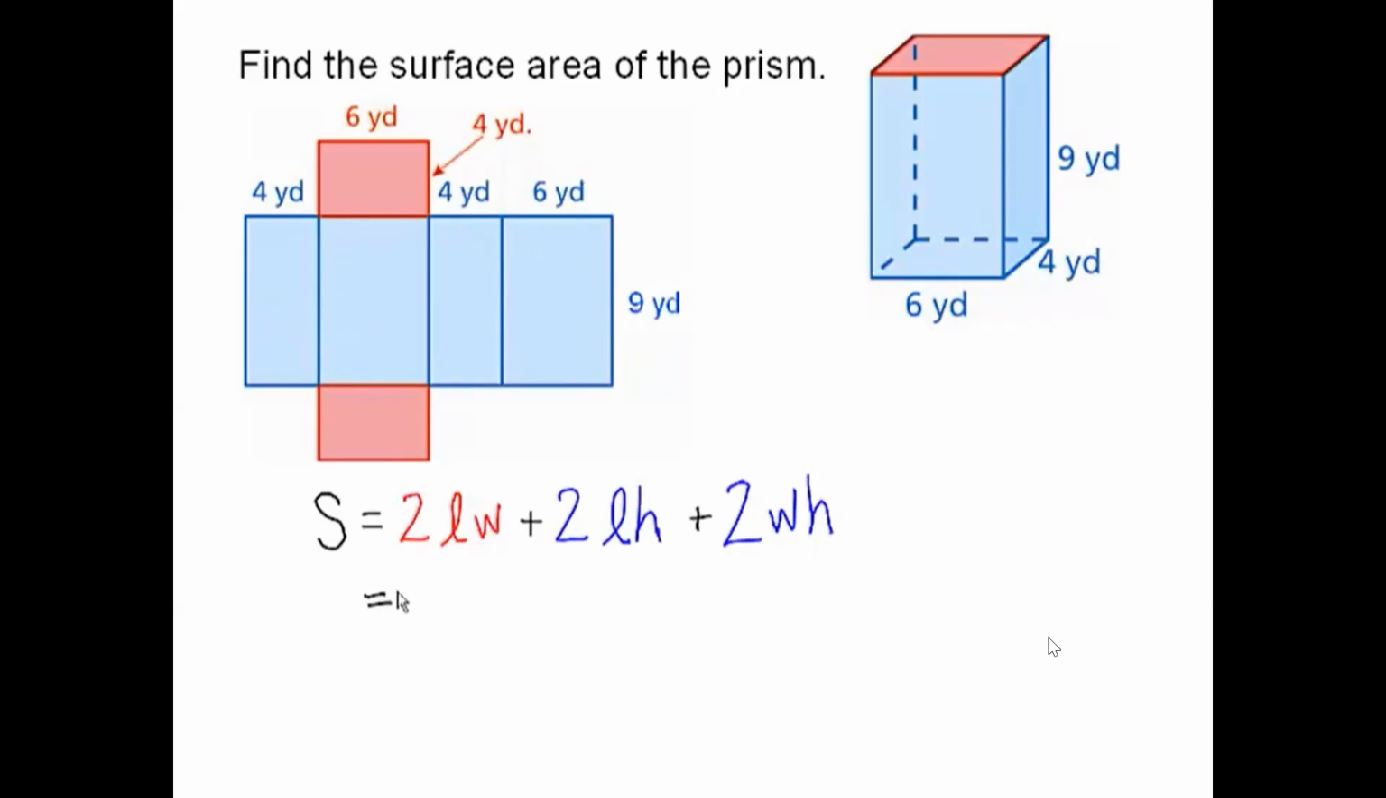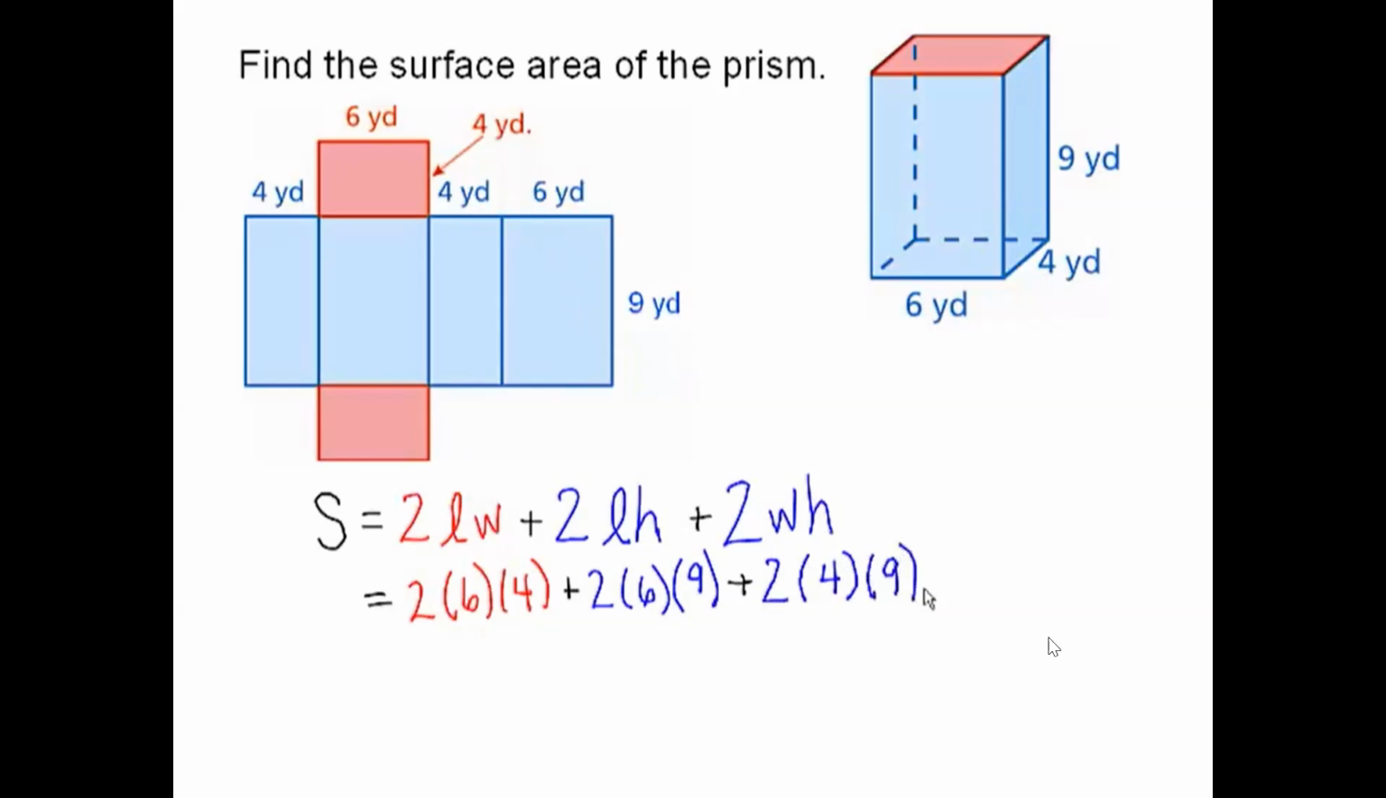So what we'll do is substitute in the values for each of our variables. So we have 2 times the length, which was 6, times the width, 4. Then we add that to 2 times the length, which is 6, times the height, 9. And finally we add 2 times the width, which is 4, times the height, 9.